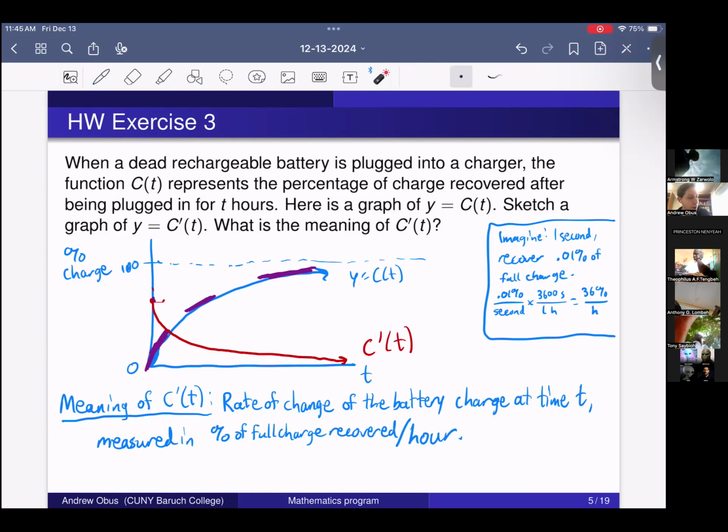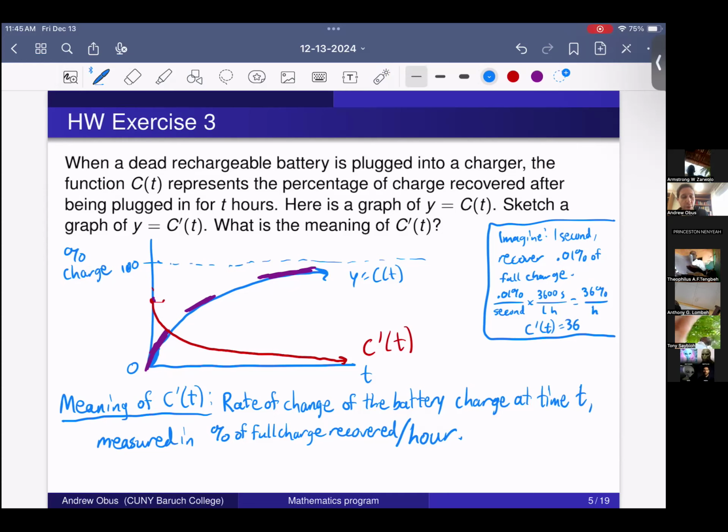So for instance, if you're recovering charge where you recover 0.1% of the full charge in 1 second, as a rate here, that's 36% of the total charge per hour. And so in this case, that would mean that C prime of t would be equal to 36. Those would be our units here.